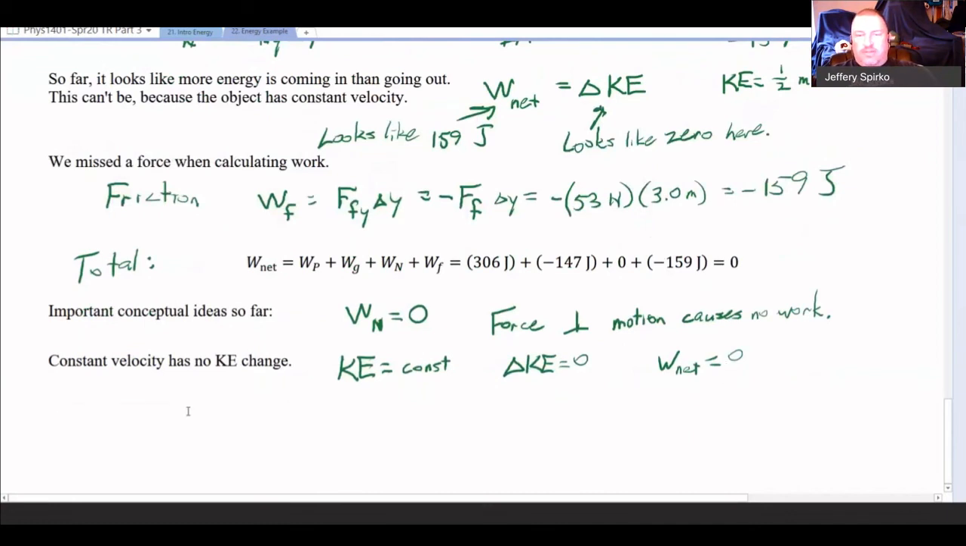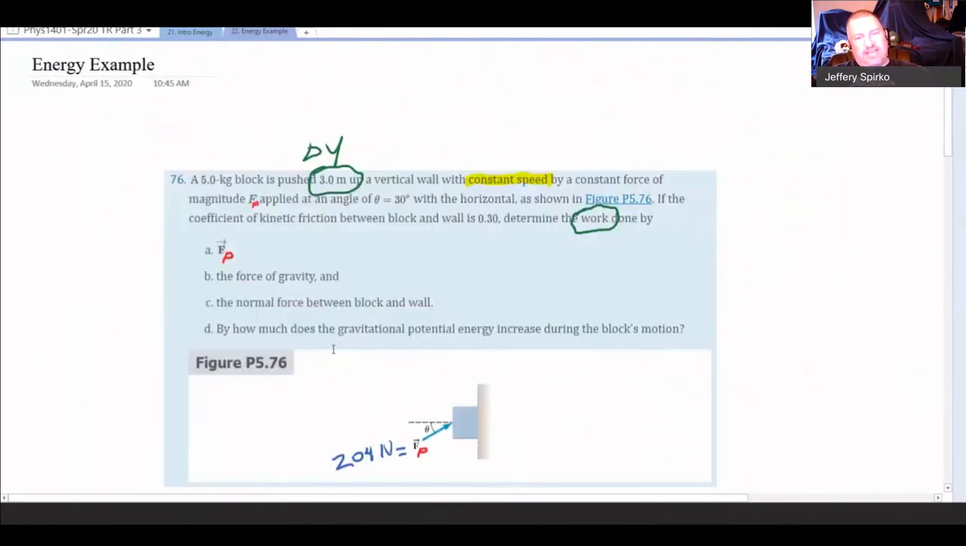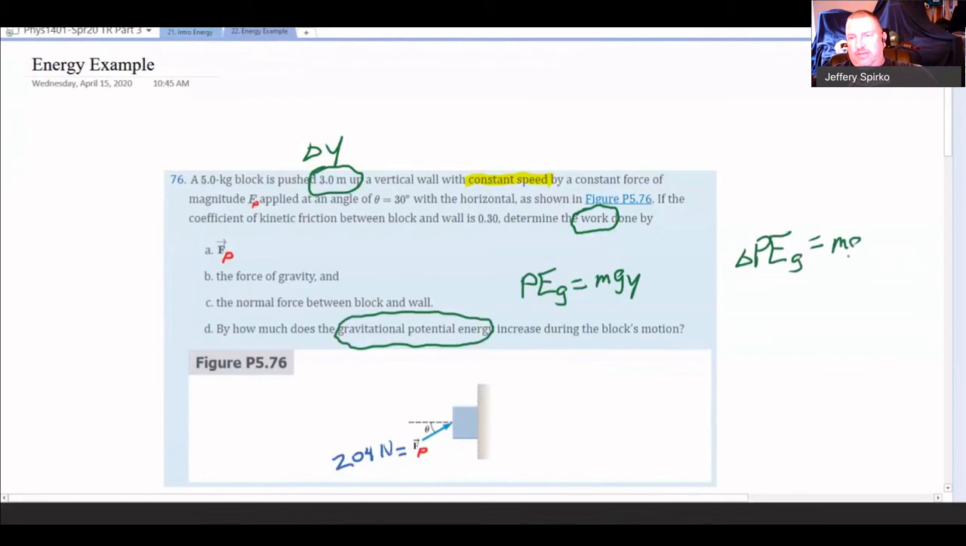So we're almost done with this example. It asked one more thing, by how much does gravitational potential energy change, and I'm just going to do this part up here. So due to gravity, mg y, delta PE gravity is mg delta y. So this is something that's in the lessons and talked about a little bit. So we can calculate this really quick.